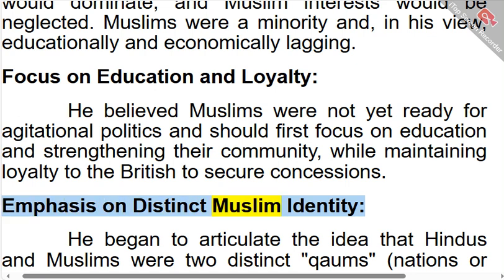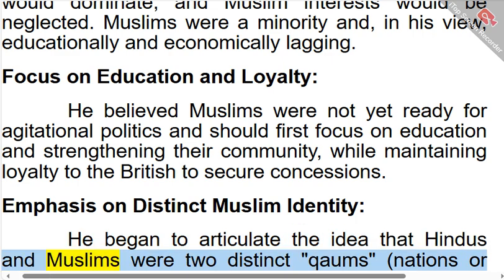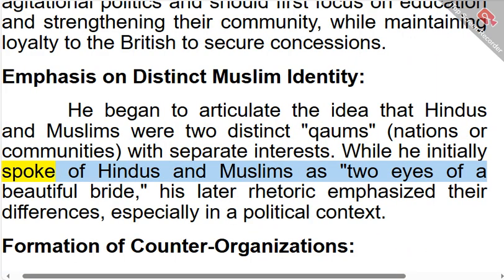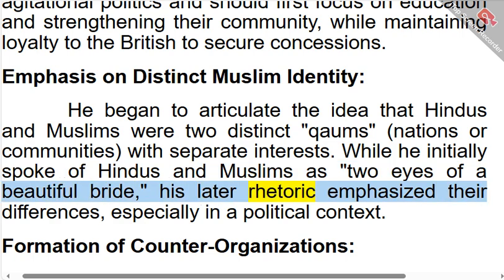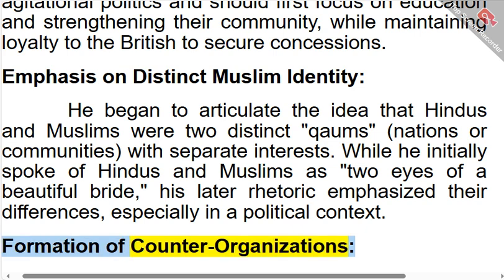Emphasis on distinct Muslim identity. He began to articulate the idea that Hindus and Muslims were two distinct qawms, nations or communities, with separate interests. While he initially spoke of Hindus and Muslims as two eyes of a beautiful bride, his later rhetoric emphasized their differences, especially in a political context. Formation of counter-organizations.